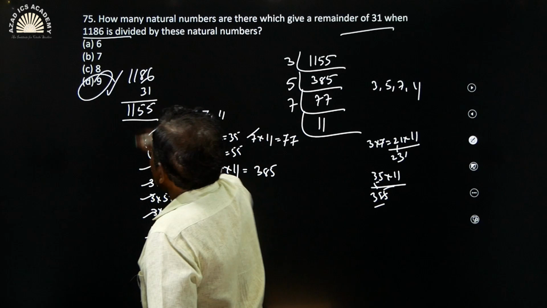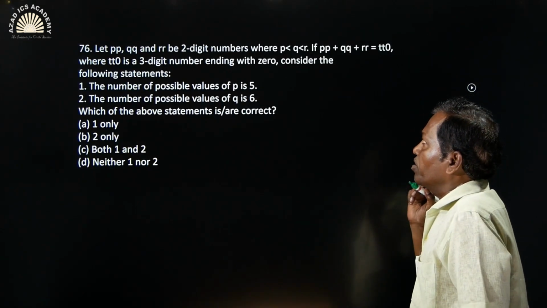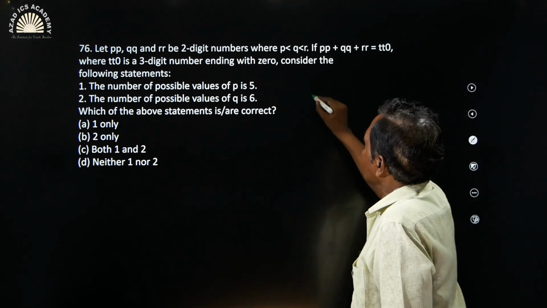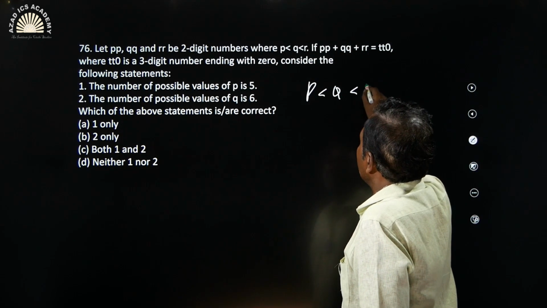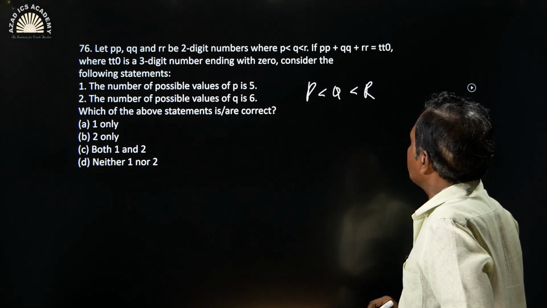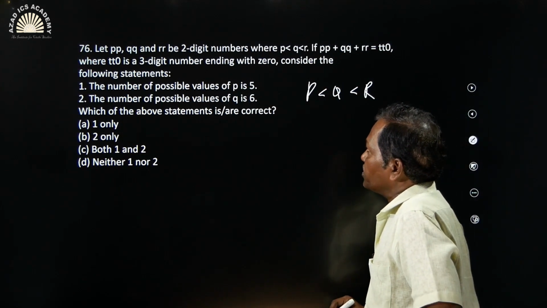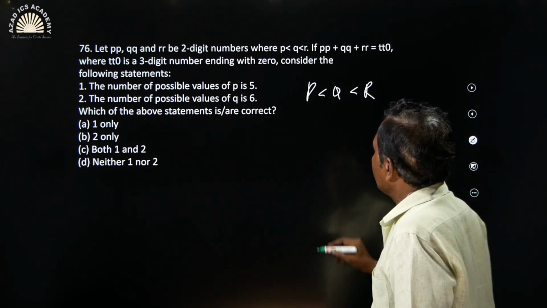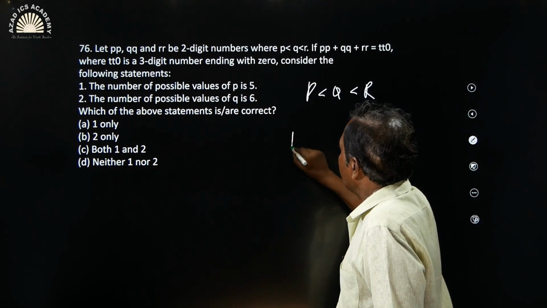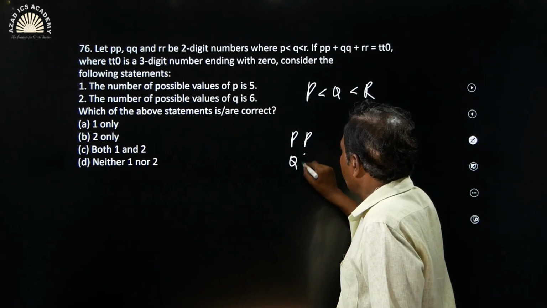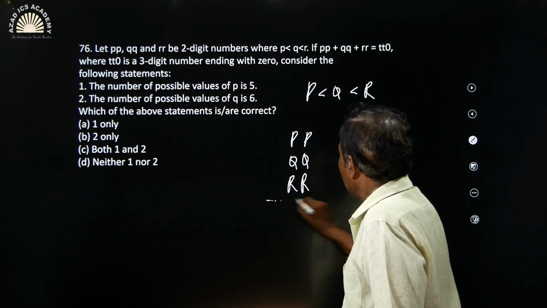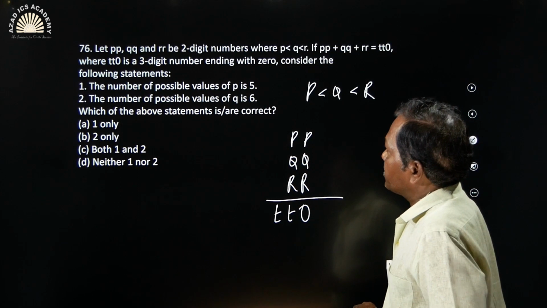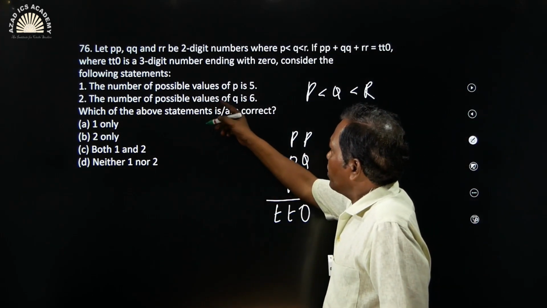is the right one. Let PP, QQ and RR be 2-digit numbers where P less than Q less than R. If PP plus QQ plus RR is equal to TTO, where TTO is a 3-digit number ending with 0, consider the following statements. Let's say that P, Q, R, T. And now we can see the number of possible values of 5.